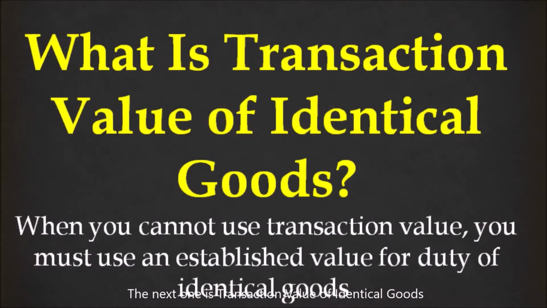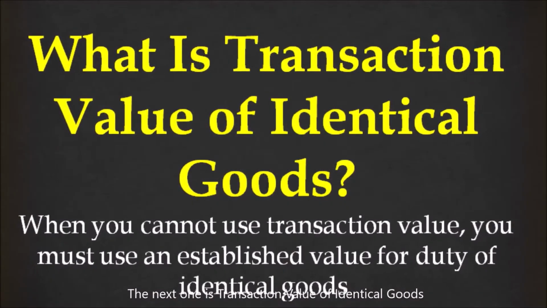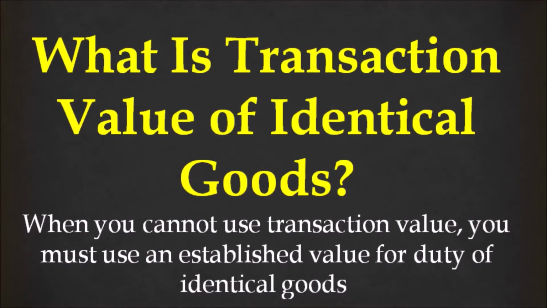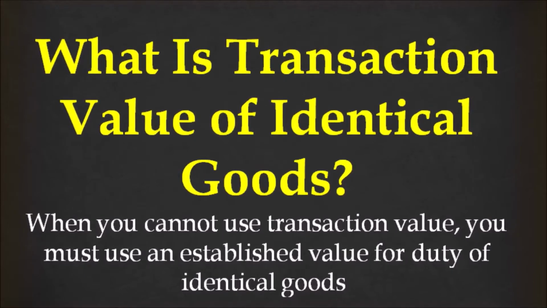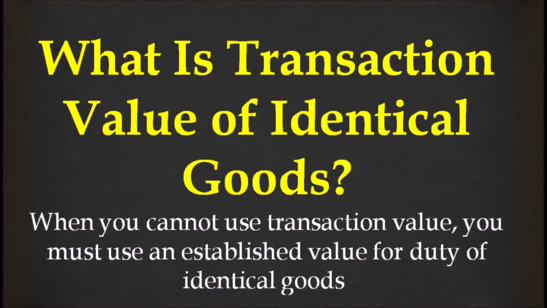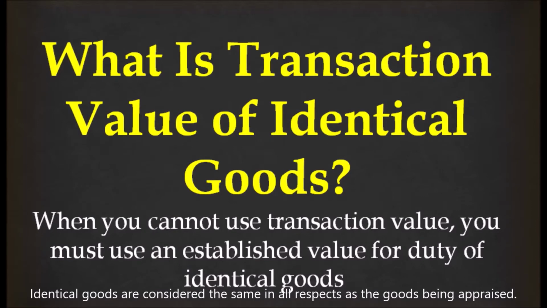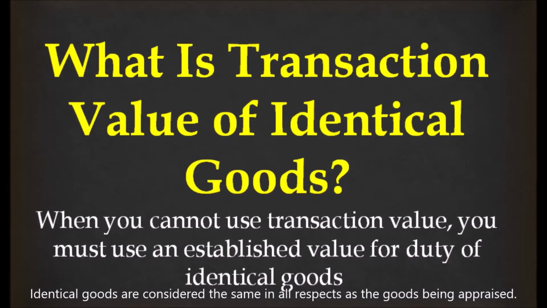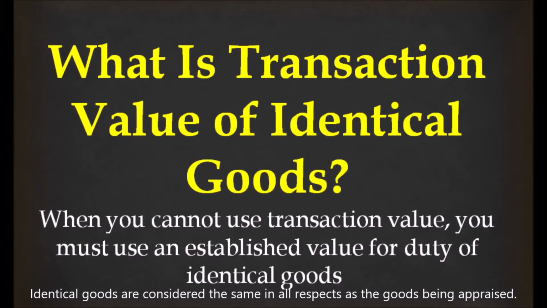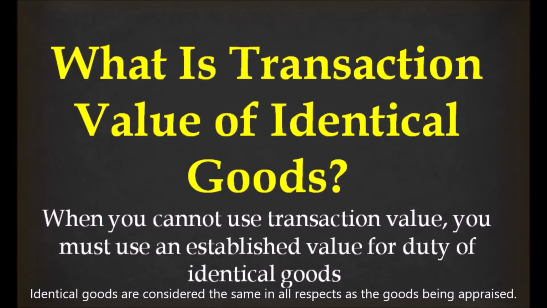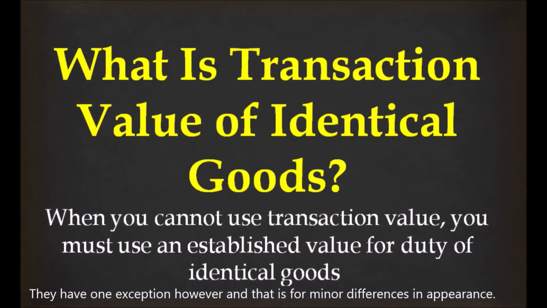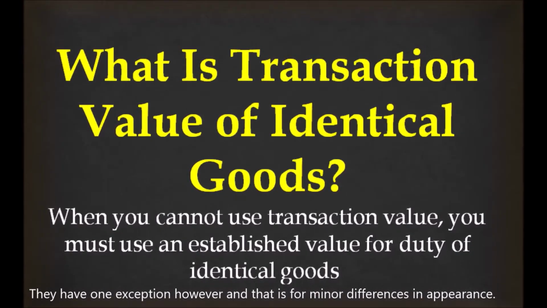The next one is transaction value of identical goods. When you cannot use transaction value, you must use an established value for duty of identical goods. Identical goods are considered the same in all respects as the goods being appraised. They have one exception, however, and that is for minor differences in appearance.